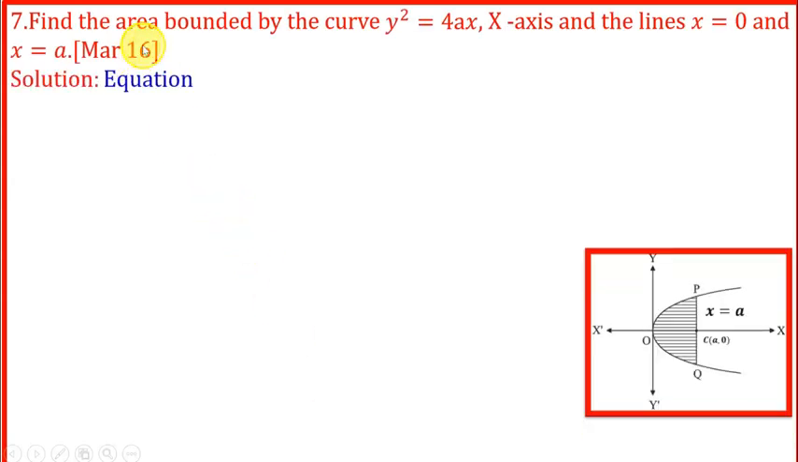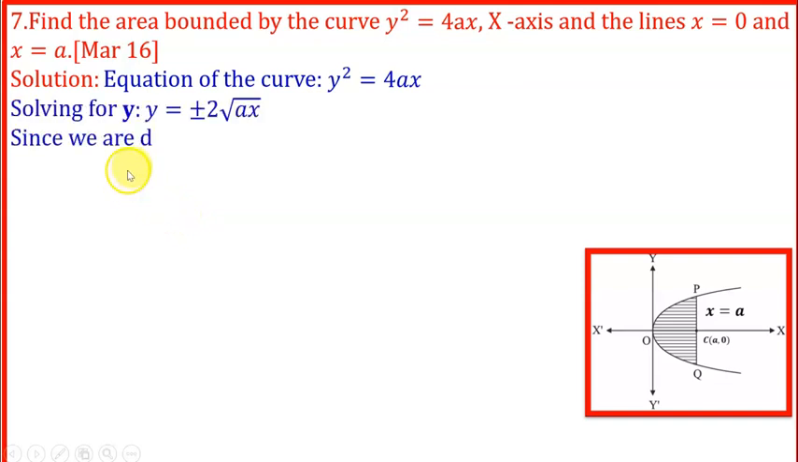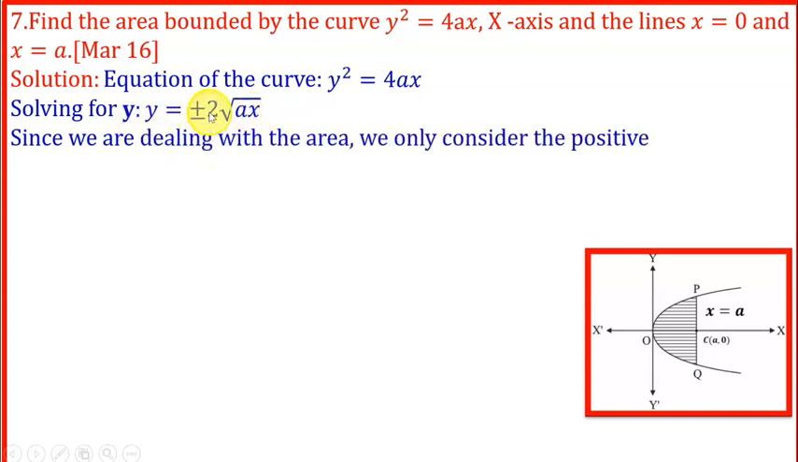Now next, find the area bounded by the curve y square equals 4ax, the x-axis, and the lines x equals 0 and x equals a. This question was asked in the March 16 examination. Now for the curve y square equals 4ax, if we take the square root, then you will have y equals plus or minus 2 root of ax. Since we are dealing with the area, we consider only the positive part.